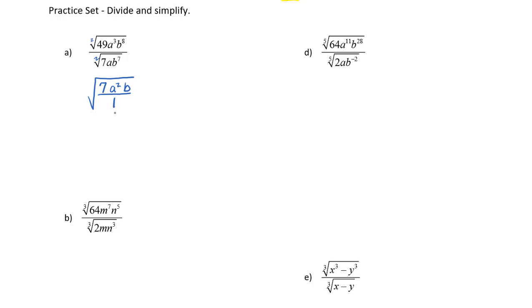That's all over 1, which is really convenient because now we can just write this as the square root of 7a squared b. And then a squared will come out as just an a, and so we have a root 7b. That wasn't too bad. Let's try another one.